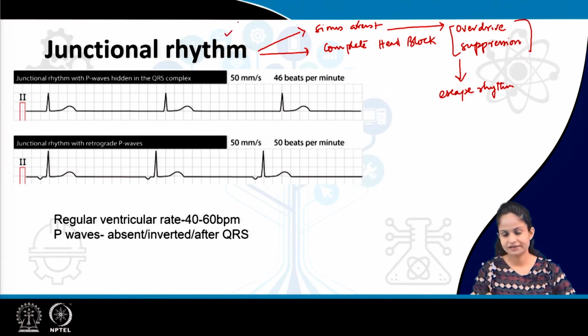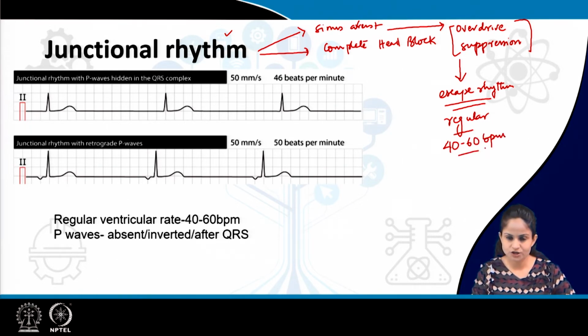Now, when this happens at the level of the AV node or AV nodal junction, it is known as AV junctional rhythm. This beating will definitely be regular, and when it is beating at the level of the AV node, it will be around 40 to 60 beats per minute.